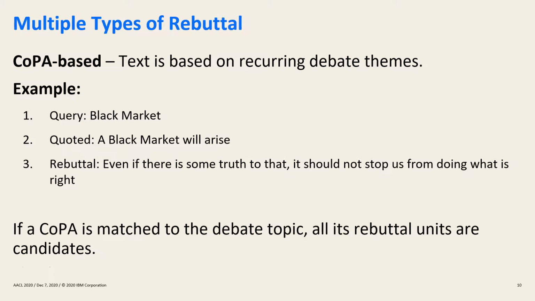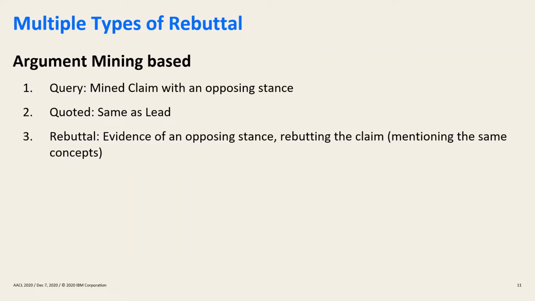So if a COPA is matched to a debate topic, all its rebuttal units are candidates. Each COPA has a list of scripted, pre-authored rebuttal units which are relevant to this class. And if the class is matched to the motion, then all such units are potential candidates. All these queries will be checked whether or not they were mentioned in the opponent's speech.